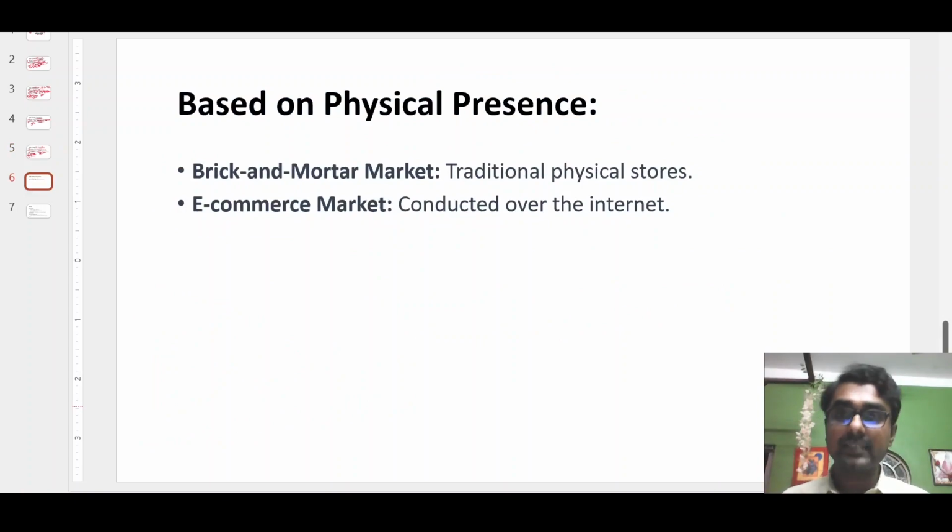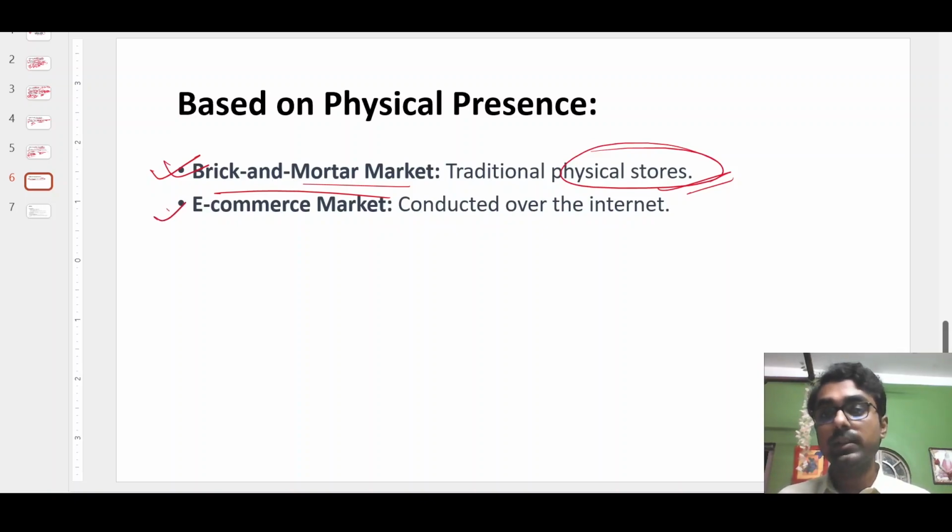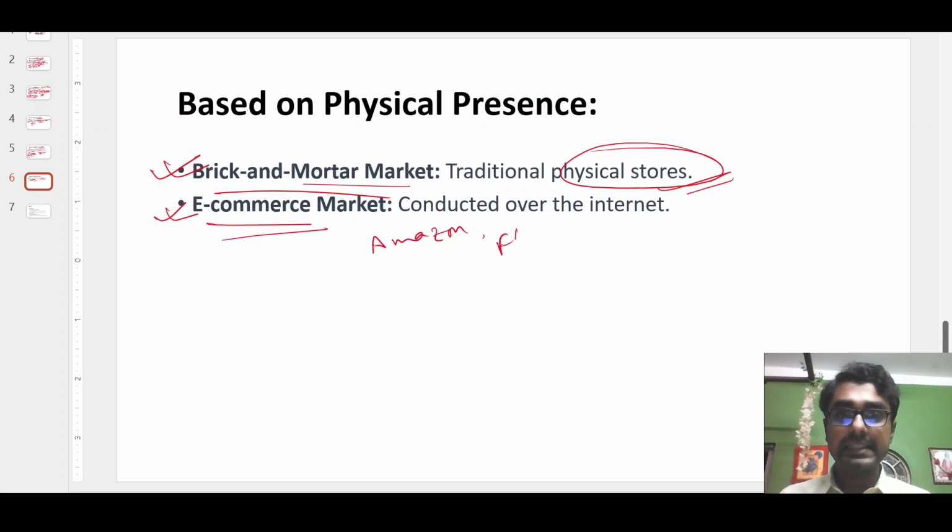Understood? Next is based on the physical presence. Physical presence of the store in the market is very important. That physical store is the brick and mortar store, right? So that is basically the traditional physical store. And it could also be online or through digital means. So that is called the e-commerce market, like Amazon, Flipkart, anything. Any kind of e-commerce site where you can buy and sell your product. So that is the e-commerce market, and the brick and mortar market.